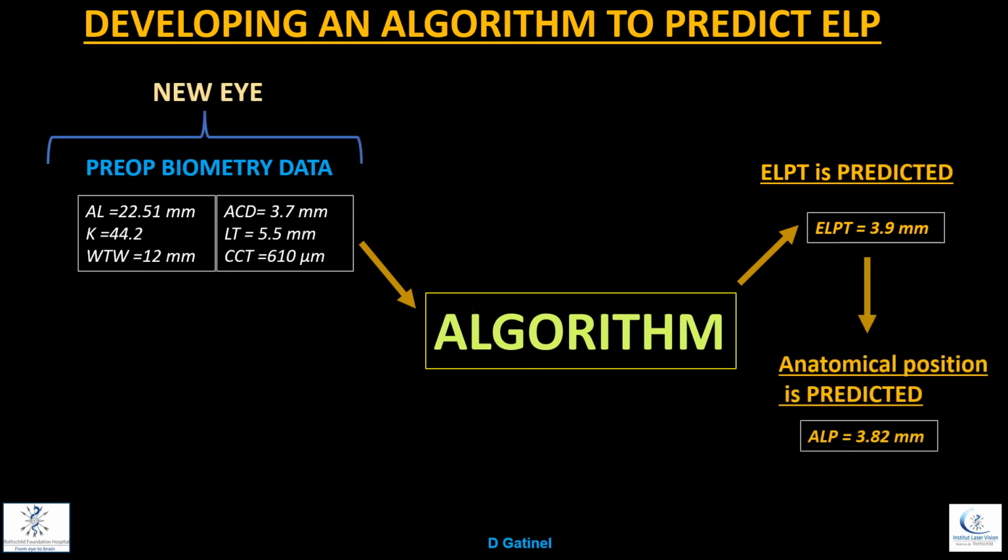This algorithm is now used in the formula to predict the optical and the anatomical position of the IOL to be placed. Since the anatomical position of the IOL is predicted, it is possible to optimize the Pearl formula for any type of IOL if its design characteristics are known. In the meantime, the formula uses the constant A to optimize its result for different types of implants.